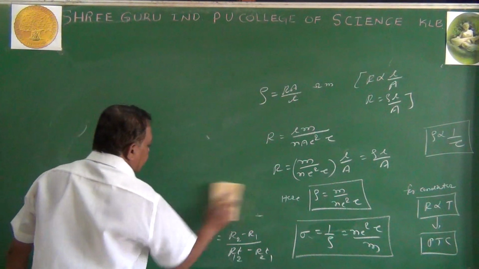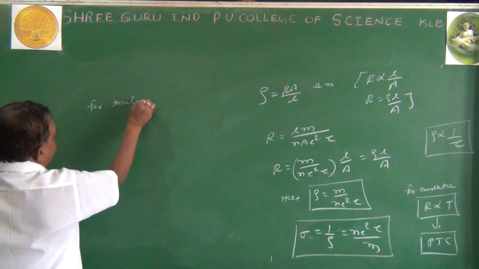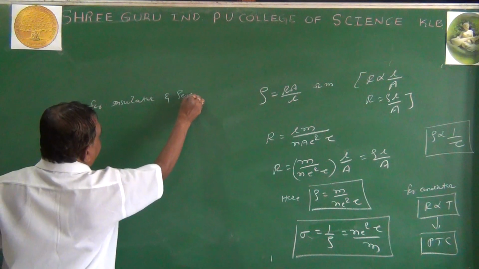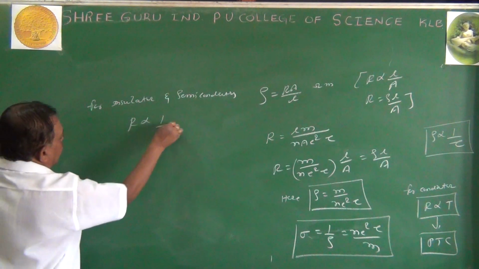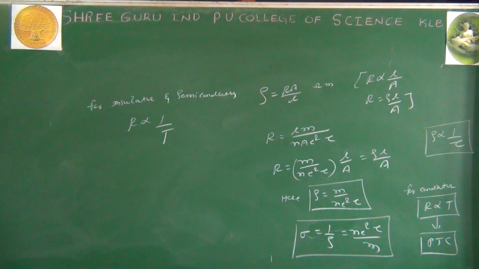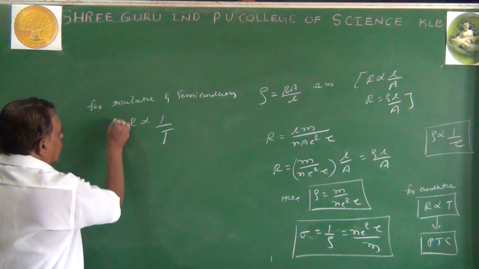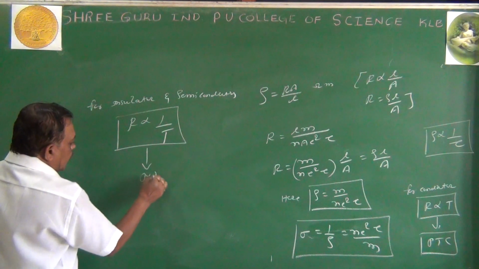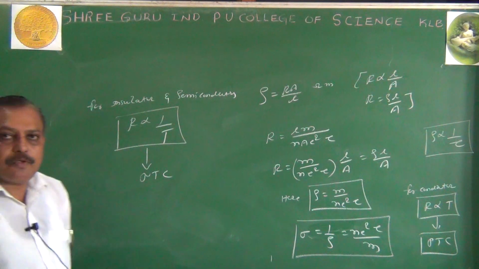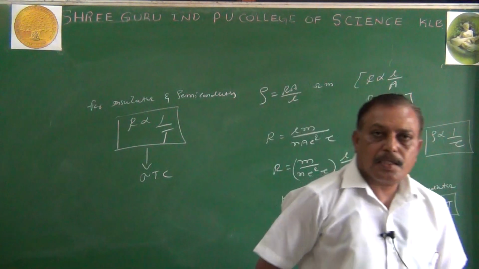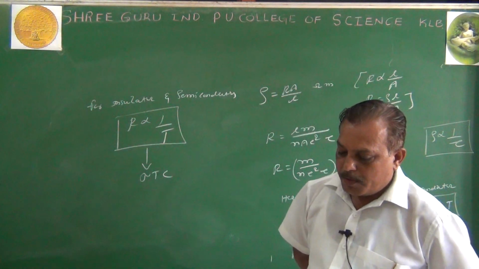Shall I go for it here? For insulators and semiconductors, what is the relation between resistance and temperature? Naturally, inversely proportional. As the temperature increases, resistance decreases, and these belong to negative temperature coefficient materials. Now this is the concept of positive temperature coefficient materials and negative temperature coefficient materials.